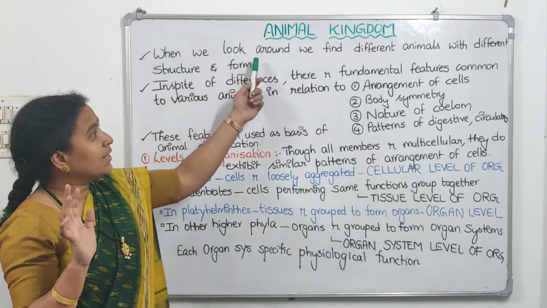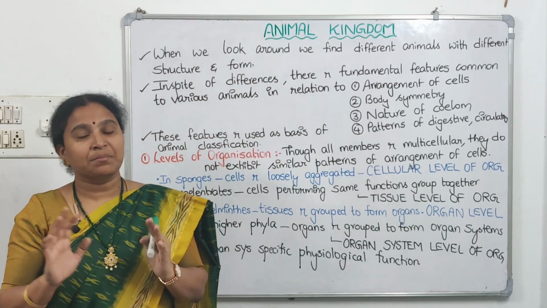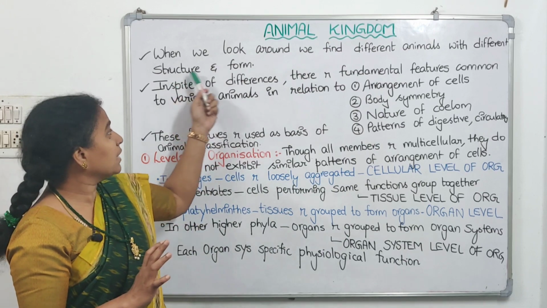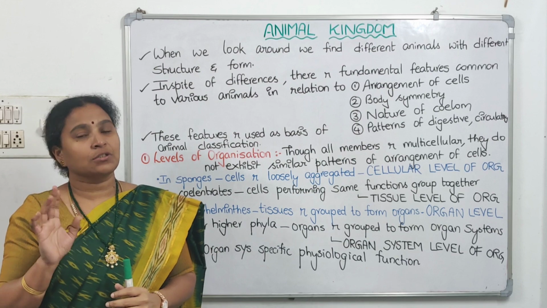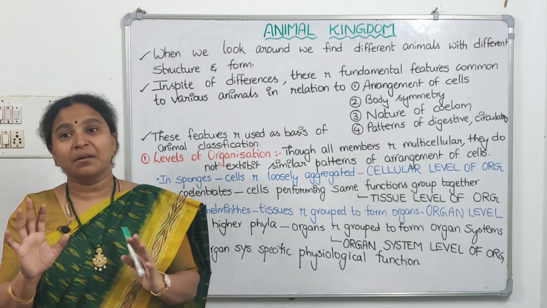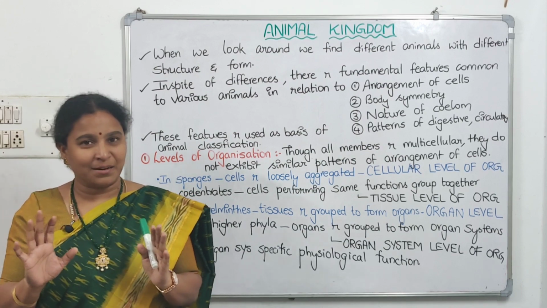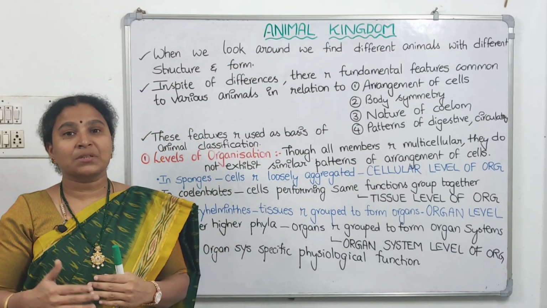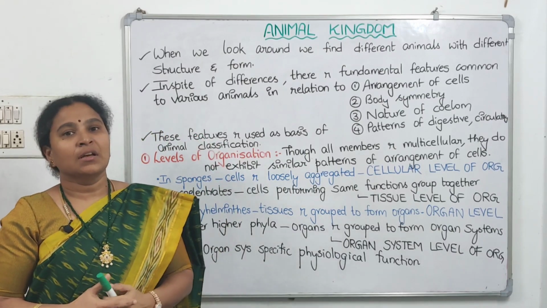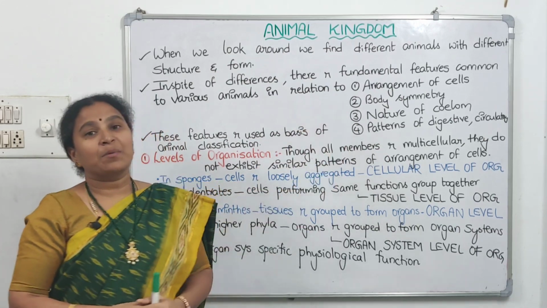So if you see the animals which are around you, you find some differences in their structures and in their forms. Even though there are differences in structures and forms, there are some fundamental similarities among all the animals. Now, what are those fundamental similarities which help us in doing the classification? Here I have written down the fundamental similarities.